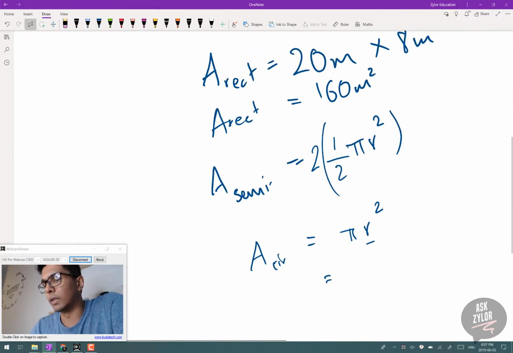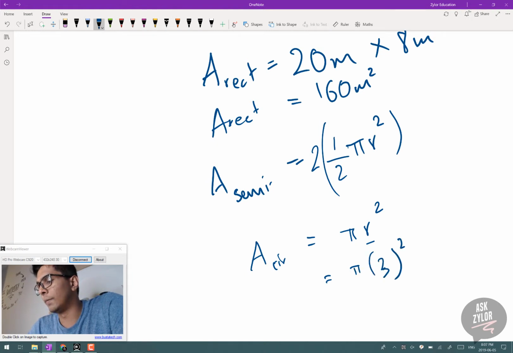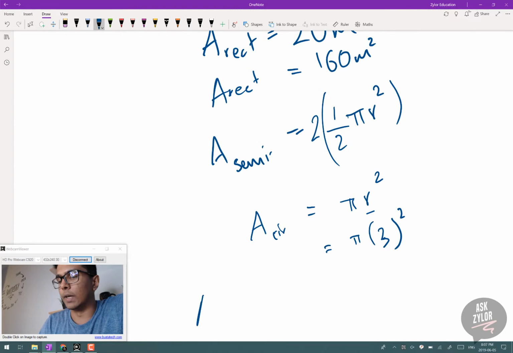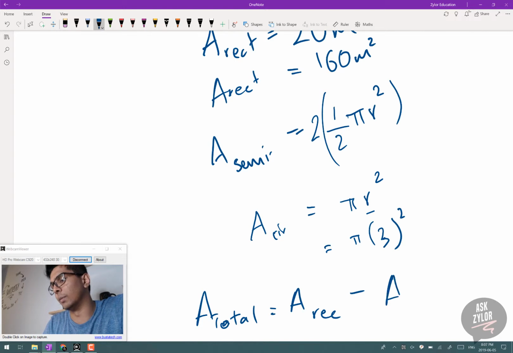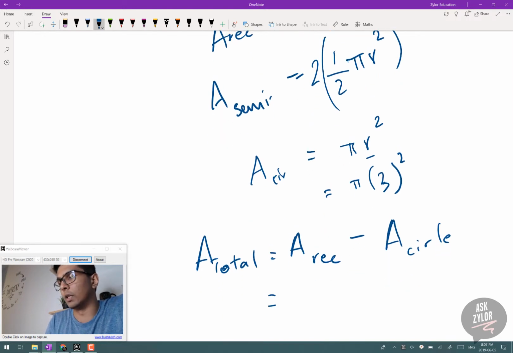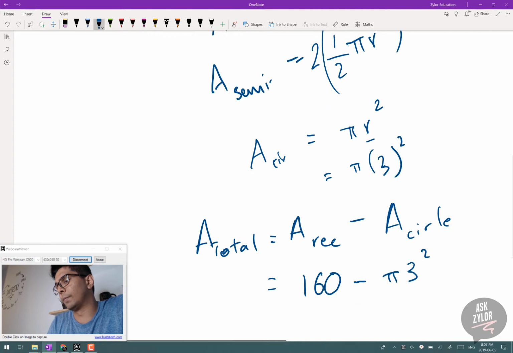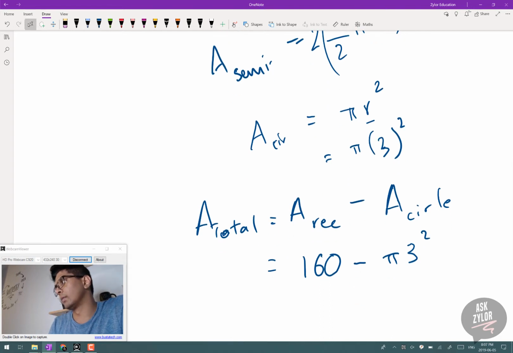So I found my radius, so I can just plug it into my circle equation, radius 3 squared, right? So my area for my total is the area for my rectangle minus the area for my semicircles, so I'll just call it one full circle. So that's equal to 160 minus pi times 3 squared, right? So this is going to be roughly 131.7 meters squared.